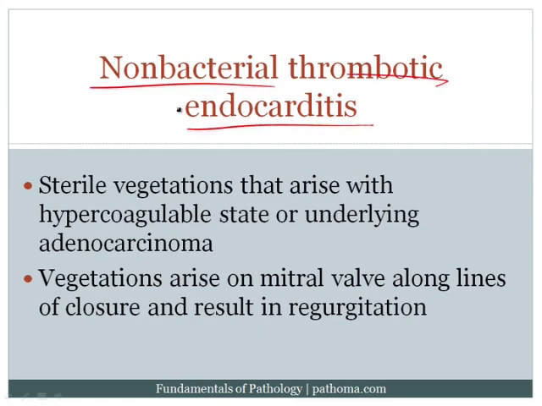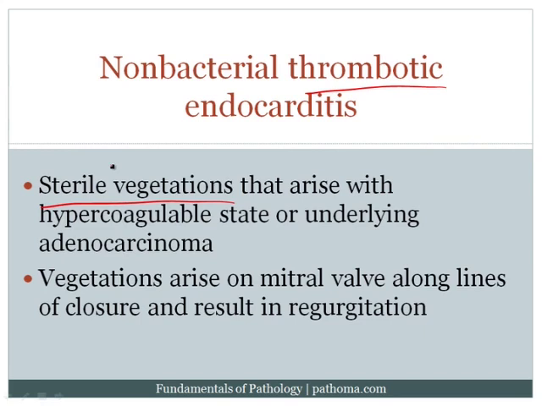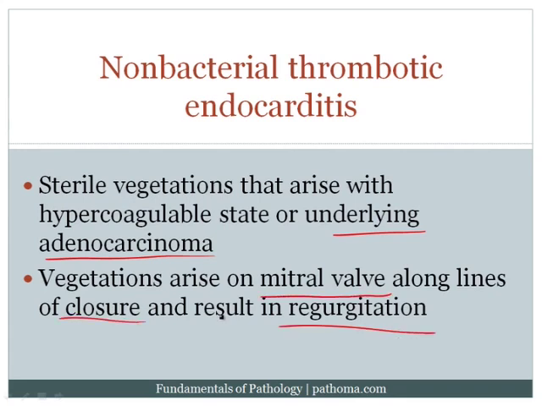The name tells you a lot. It's not due to bacteria. Instead, you get thrombotic vegetations on the cardiac valves. These are sterile vegetations. They generally are associated with a hypercoagulable state or an underlying adenocarcinoma in the patient. These vegetations usually arise on the mitral valve along the lines of closure, and they'll result in regurgitation.